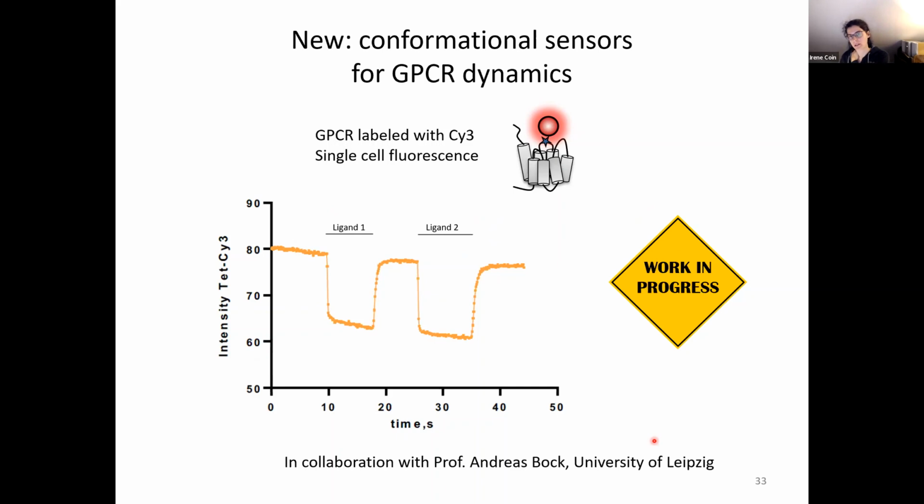If you incorporate this, you label receptors at some positions, and you stimulate the receptor. You see here you have the fluorescence. You stimulate the receptor, bam, the fluorescence changes. You wash it out, recovery. You add another activator, fluorescent change, and so on. So in this case, you can monitor the dynamics of GPCR activation.